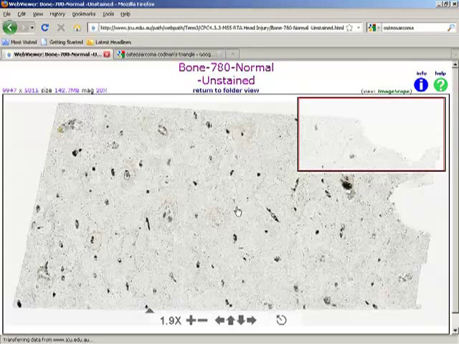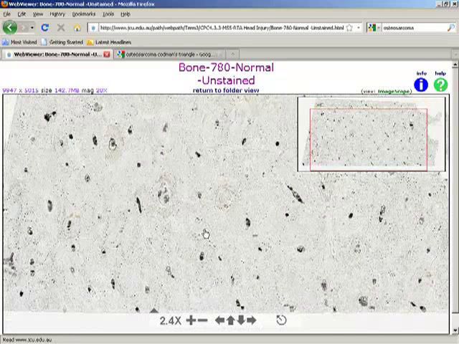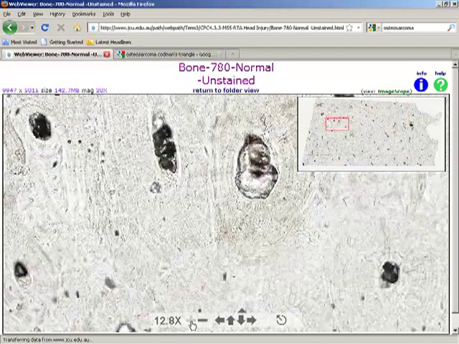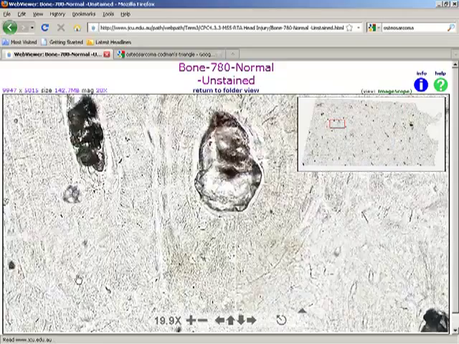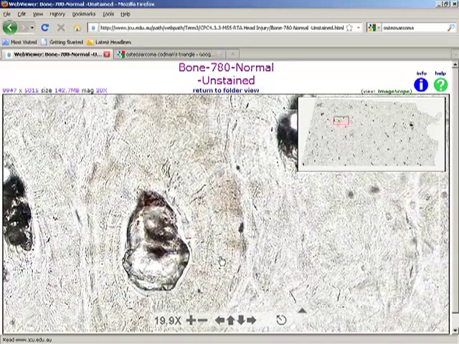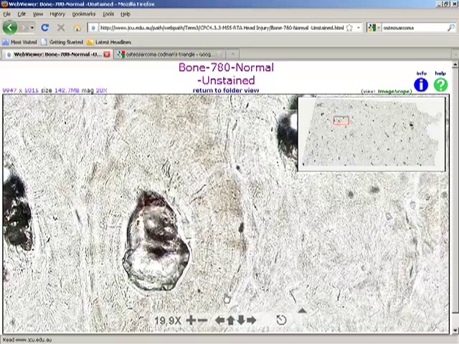This is just a normal bone. I'm just trying to see if I can show the canals, but I don't think so. A very faint line. See, that's a Haversian system, central canal. This is a decalcified, unstained bone, and you can see those fine cellular processes which extend from the central canal to the osteocytes.